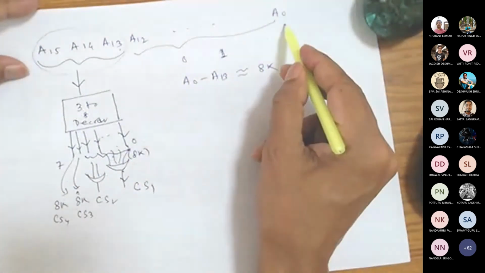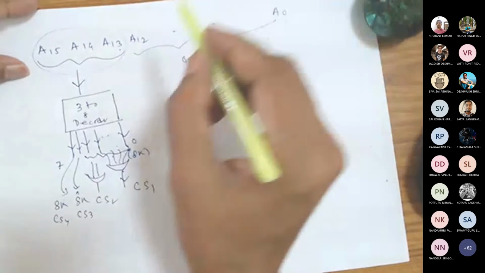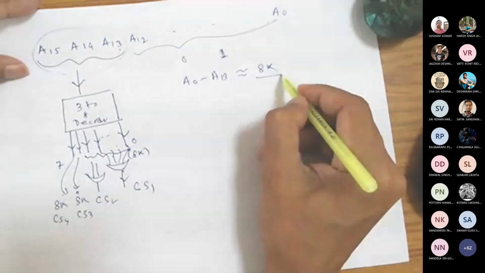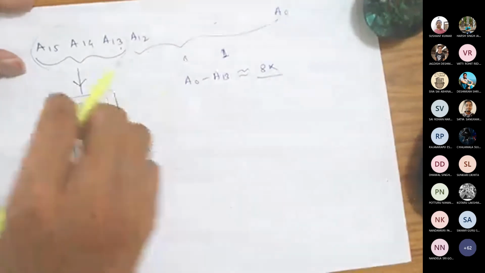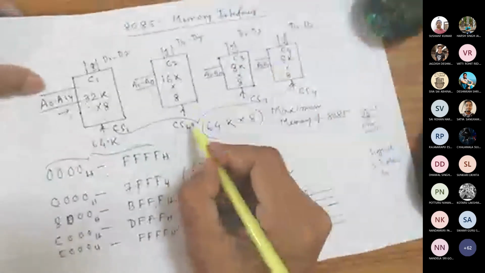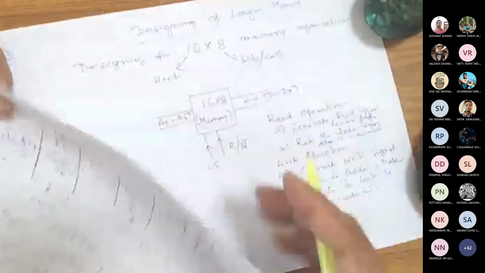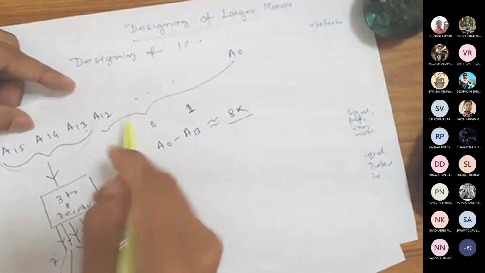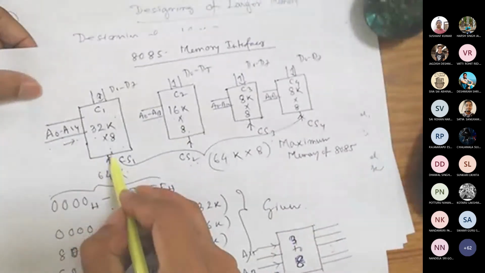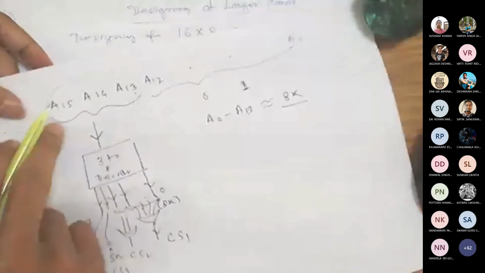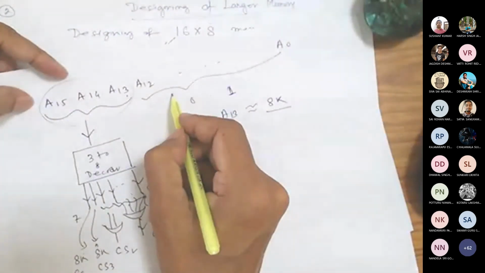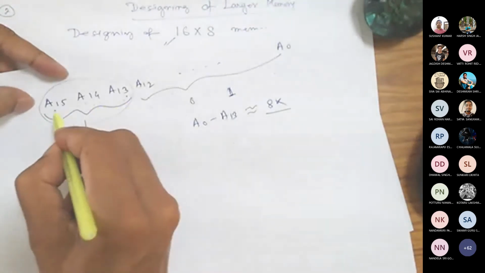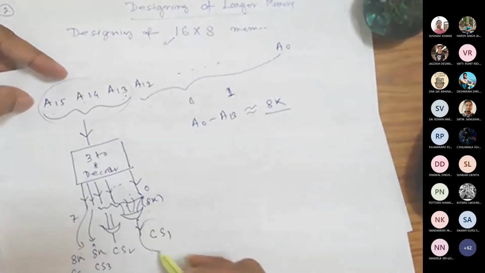All other lines, A0 to A12, are given to all chips, because this is 8K. Now the second chip requires A0 to A13. You take one bit also from here. And for the first chip, you require A0 to A14. So you require this bit also as the address. But while you select that chip, based on the conditions of A13, A14 and A15, you take this as chip select 1.